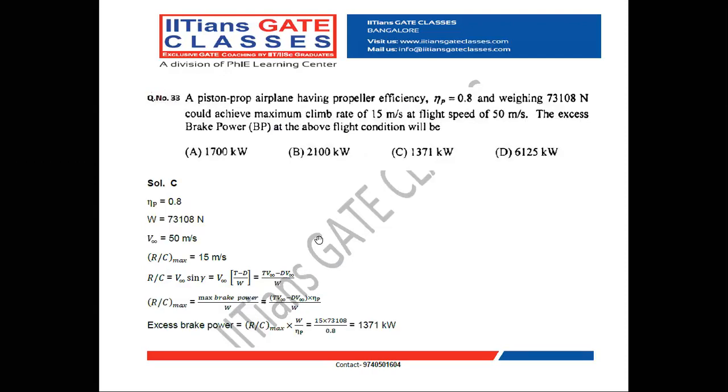Next, a piston prop airplane. Question number 33. A piston prop airplane having propeller efficiency eta P equal to 0.8 and weighing 73,108 Newton could achieve a maximum rate of climb of 15 meter per second at a flight speed of 50 meter per second. Excess brake power at the above flight condition will be.